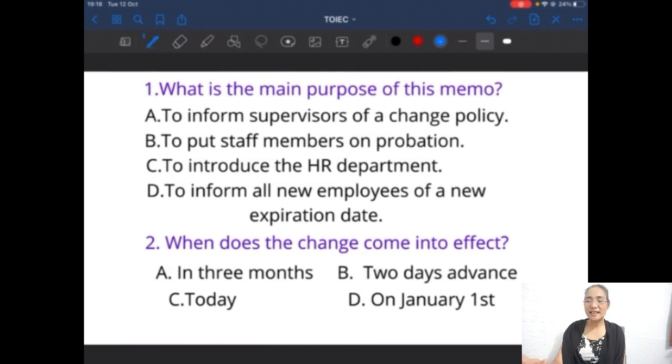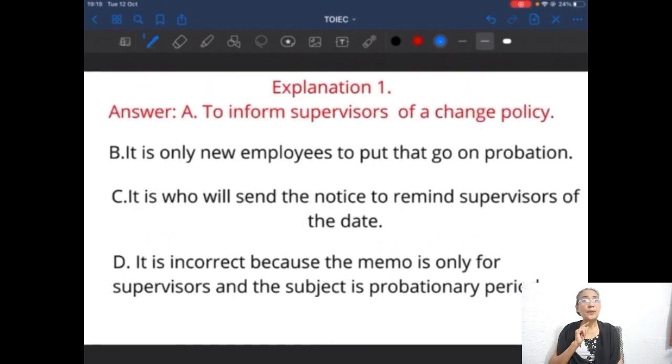Yay! Okay, let's see the explanation. It is letter A. The correct answer, or the best answer, is letter A: to inform supervisors of a change in policy. B, it is only new employees who go on probation. C, it is HR who will send the notice to remind supervisors of the date. D, it is incorrect because the memo is only for supervisors and the subject is the probationary period. So the correct answer is letter A.